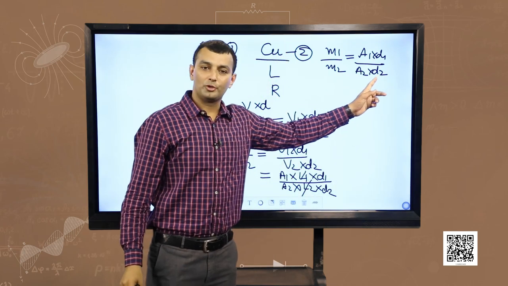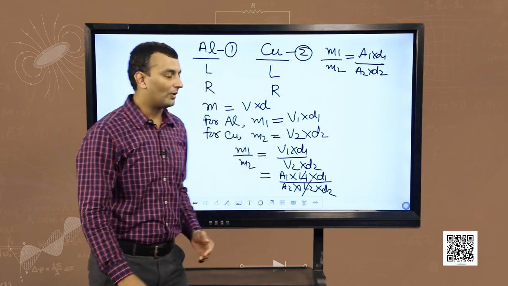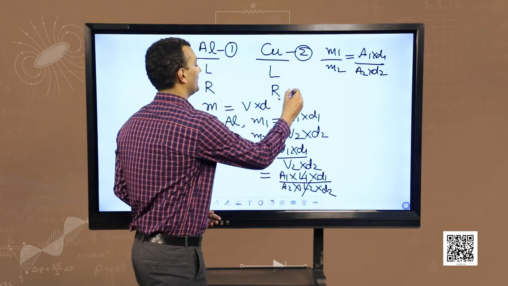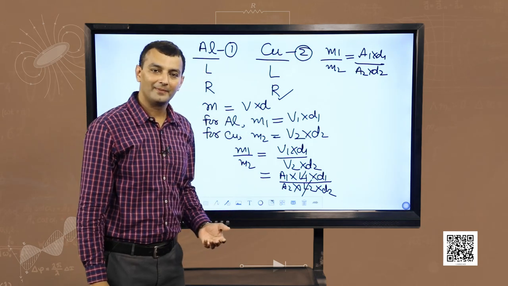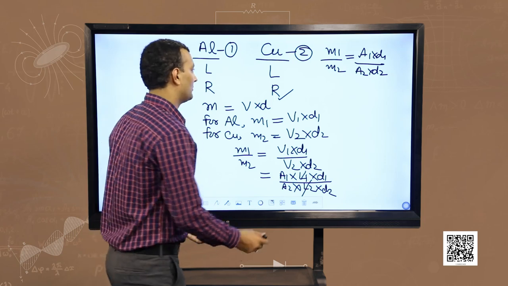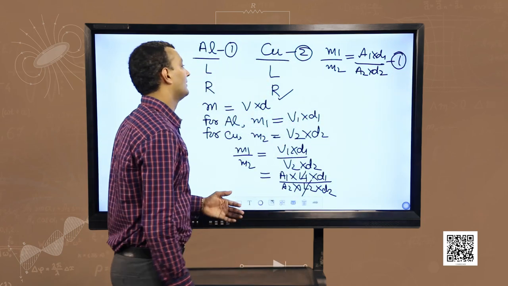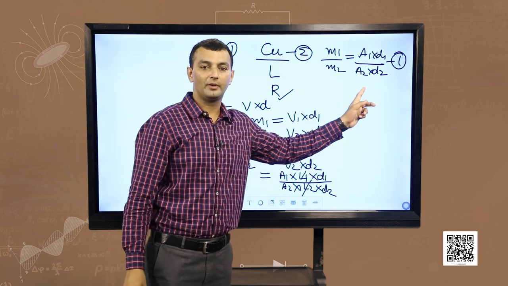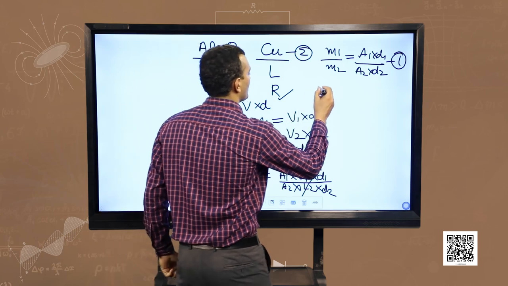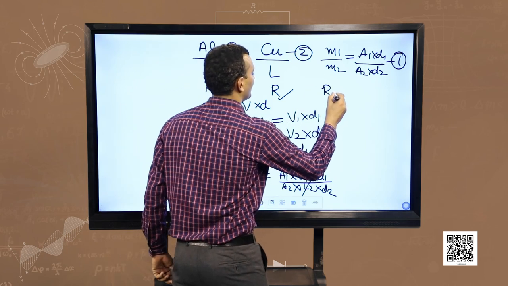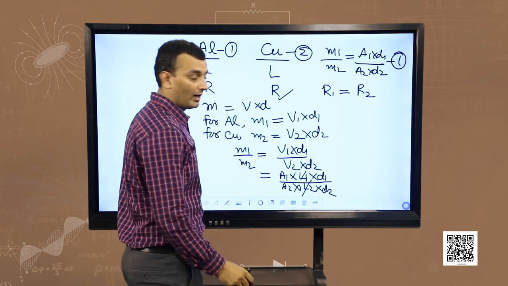Densities are already given in the question, but we are not aware of the ratio of the areas. So what we can do for this, we will be using this condition that the resistance of both the materials are the same. So let us number it as equation 1 and try to find out the ratio A1 by A2 by using this condition.